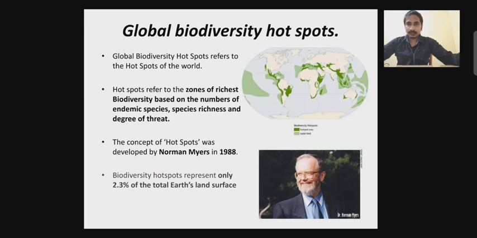The concept of hotspot was developed by Norman Myers in 1988. Biodiversity hotspots represent only 2.3% of the total Earth's land surface.